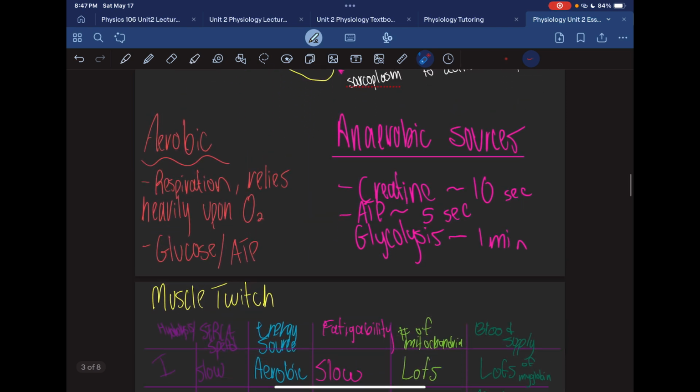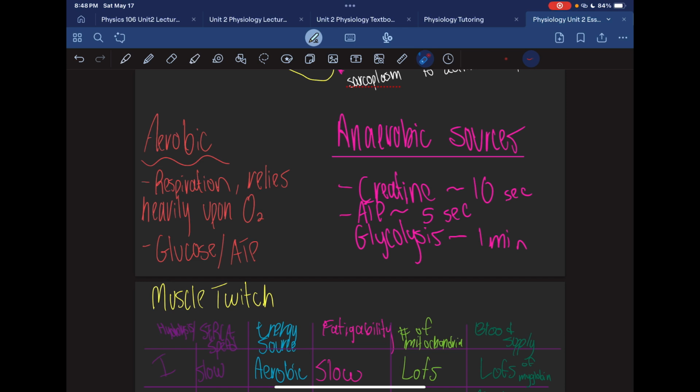Next, we'll go into aerobic and anaerobic energy sources. So aerobic is basically respiration. It relies heavily upon oxygen. This is what really helps us get glucose and ATP throughout our body. It is slower acting, but it is very accessible.